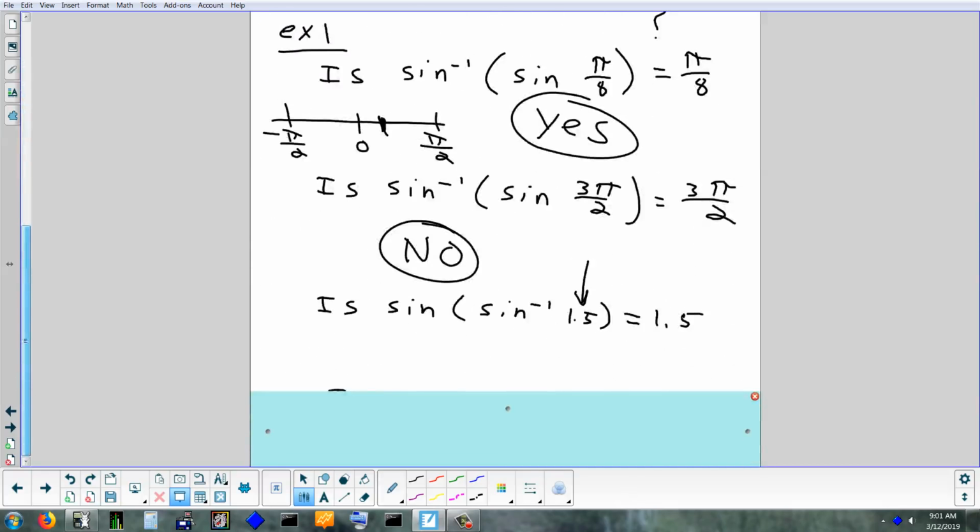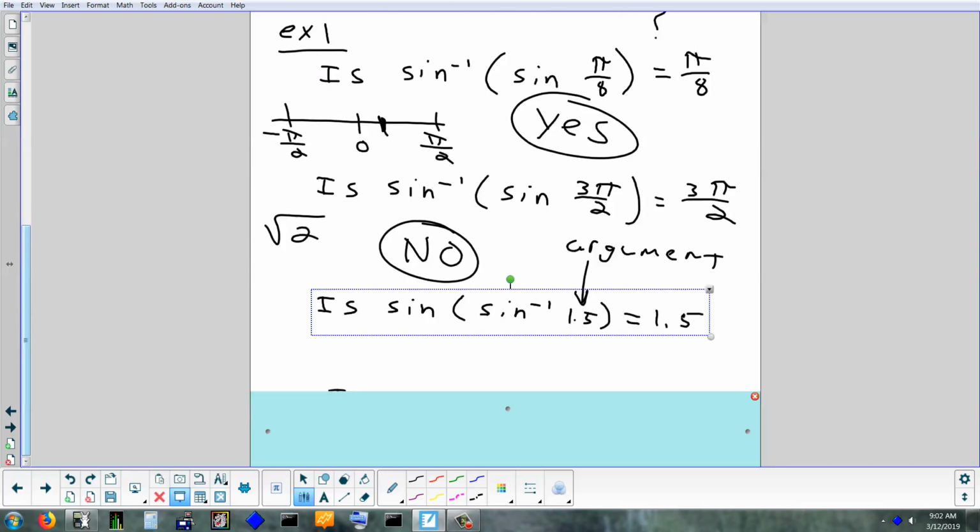So if you hear me say argument, all that argument means is it's the thing you plug into a function. So like if you wrote the square root of 2, you could say 2 is the argument. It's the thing you're taking the square root of. Well, 1.5 is the thing I'm taking the inverse sine of. But no, that wouldn't work.